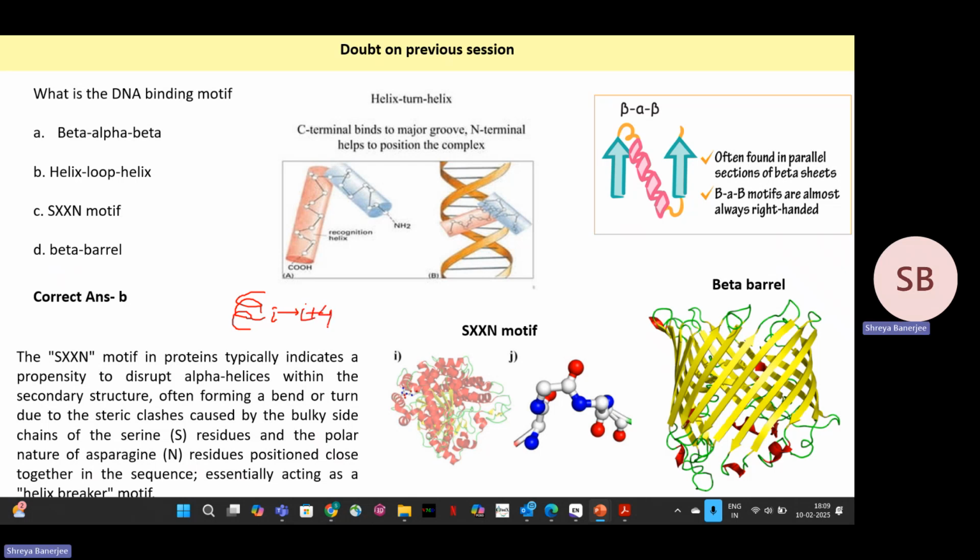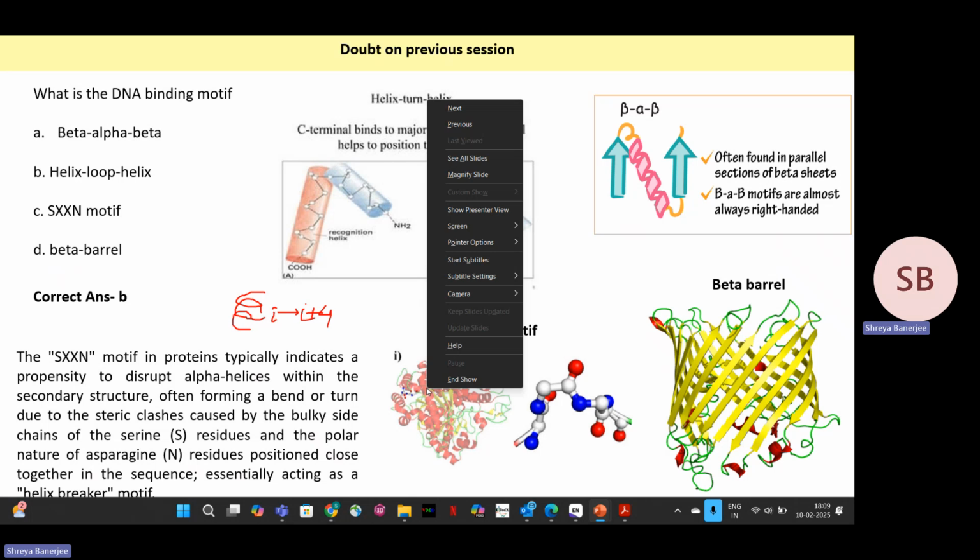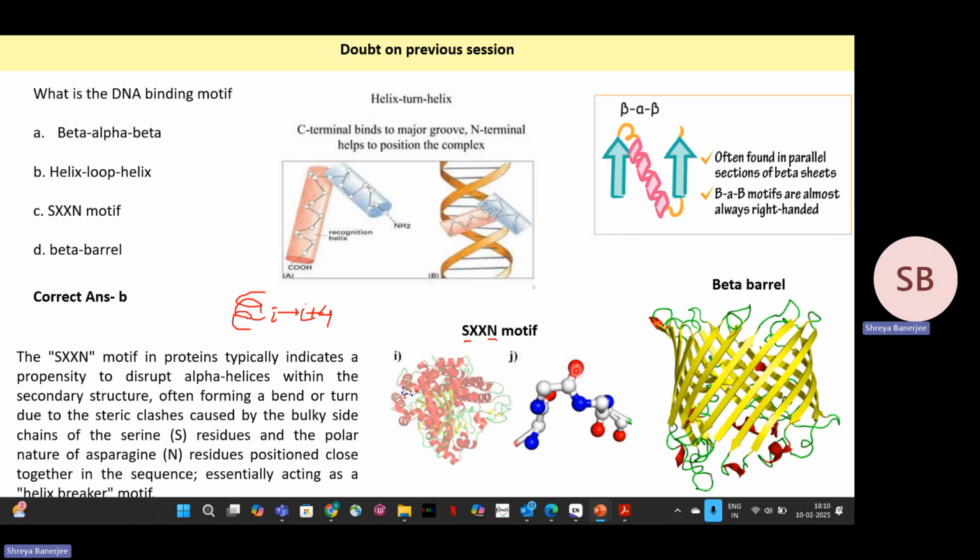So this interaction will be broken up if you have serine and asparagine in the first and fourth position, due to the bulky nature of the side chains, as well as the polar region. That is the SXXN motif. So this was a doubt asked in the previous class. I'm starting this class by first clearing this doubt.